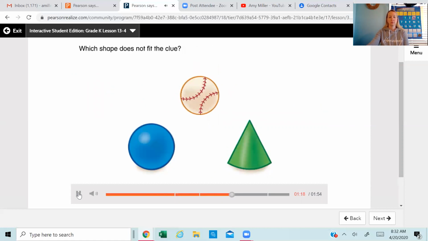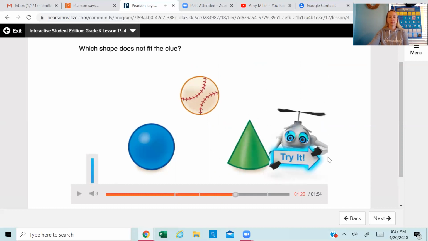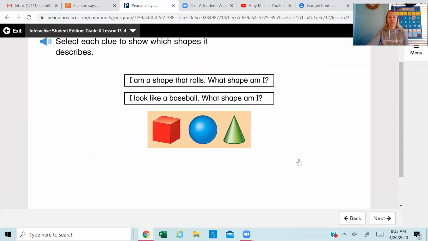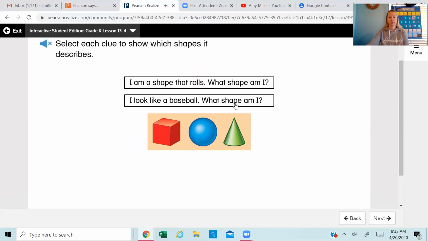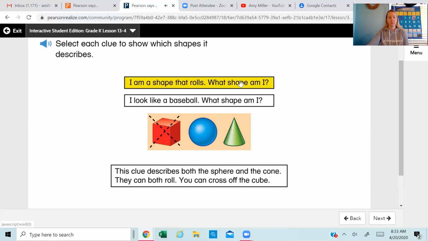Which shape does not fit the clue? We're going to try it. Select each clue to show which shapes it describes. All right. This clue describes both the sphere and the cone. They can both roll. You can cross off the cube.